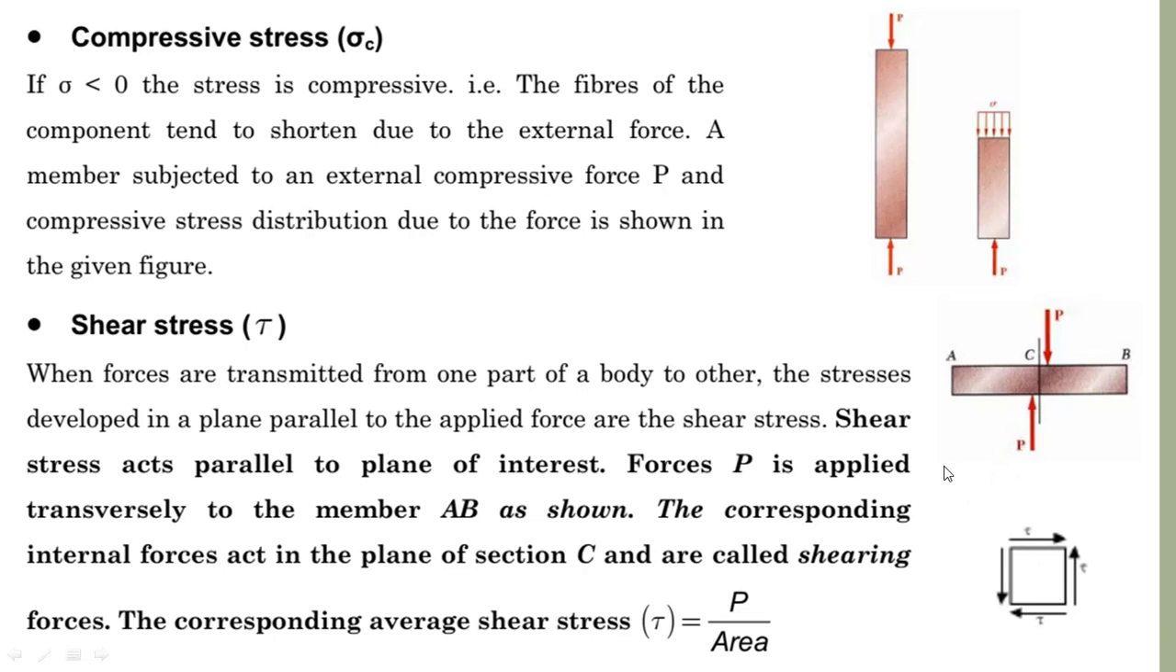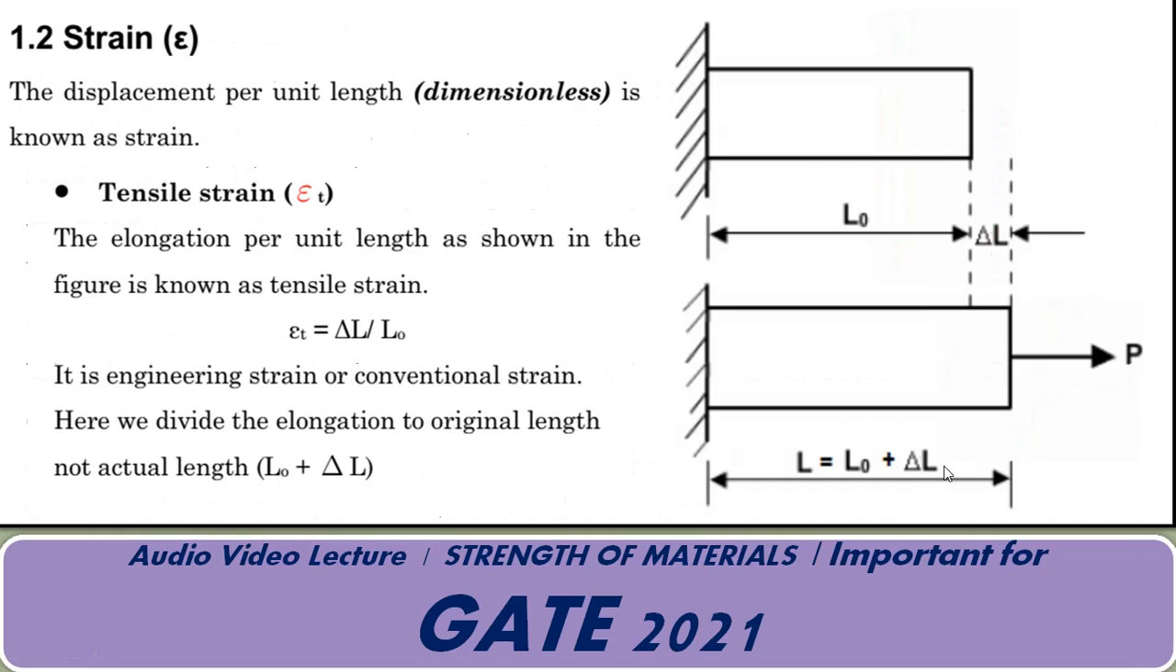Then we will go for the strain. Strain is nothing but displacement per unit length. It is a dimensionless quantity. Why it is dimensionless, that we will see. What is meant by strain? Suppose this is the original member. If after application of load the member length is increased by delta L, then delta L divided by L0, the change in length divided by the original length, is the elongation, that is the strain. That is epsilon T, the tensile strain, which is equal to delta L divided by L0.